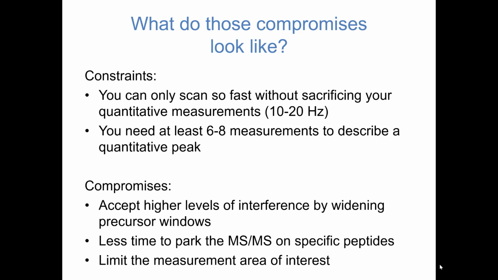And the third compromise that we really have to make is to limit the area of measurement interest. So peptides that are above 1200, you typically can't go after. It's really hard to go after small proteins, for example, as well.